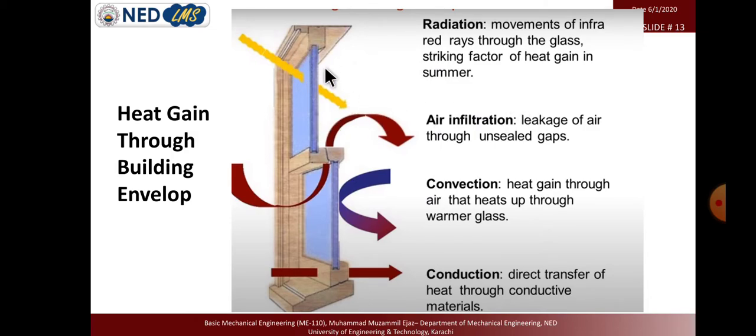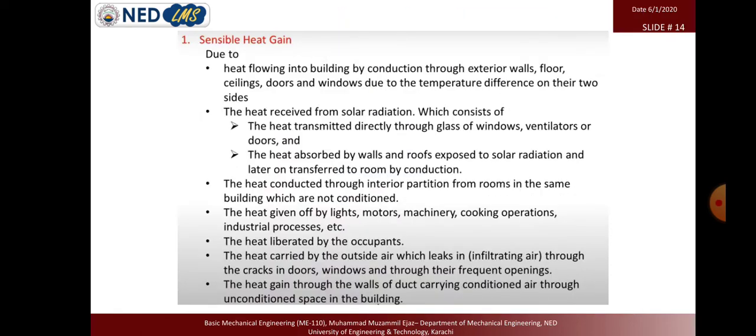And we have different modes, conduction, convection, radiation, all of which we learned in the previous slides. Okay, now the sensible heat is due to the heat flowing into the building by conduction through exterior walls, floors, ceilings, doors, and windows due to the temperature difference on their two sides. The heat received from solar radiation consists of heat transported directly through the glass of windows, ventilators, doors, etc. The heat absorbed by the walls and roof exposed to solar radiation is later transferred to the room by conduction.